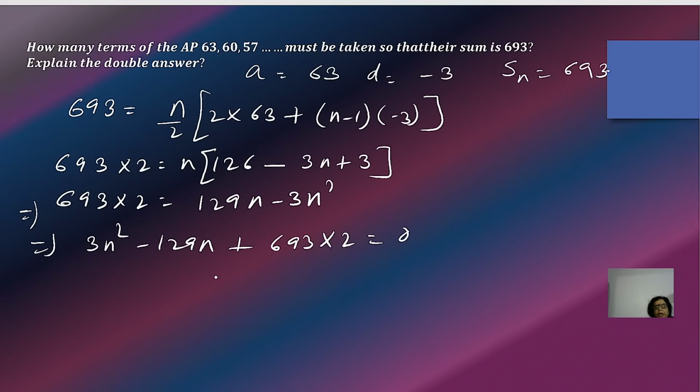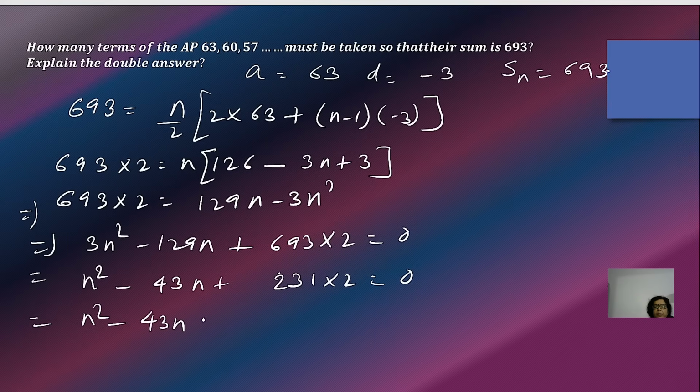Now 3 is a common factor of all these three terms, so we can easily take it out. We are left with n squared minus 43n plus, here we'll get 693 by 3 is 231, into 2, is 462, equal to 0. Now if you factorize 462 and get the two values whose sum will give us 43, they come to be 22 and 21. You can even use the quadratic formula and get the solutions for this equation.